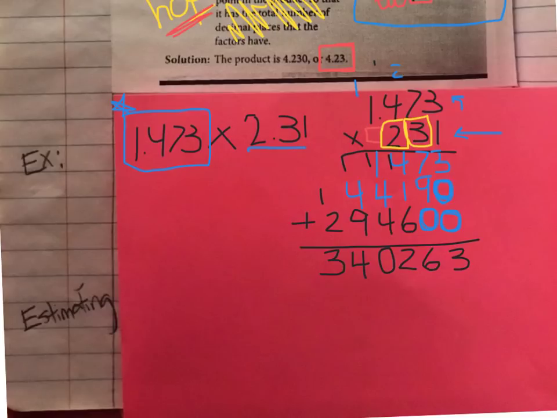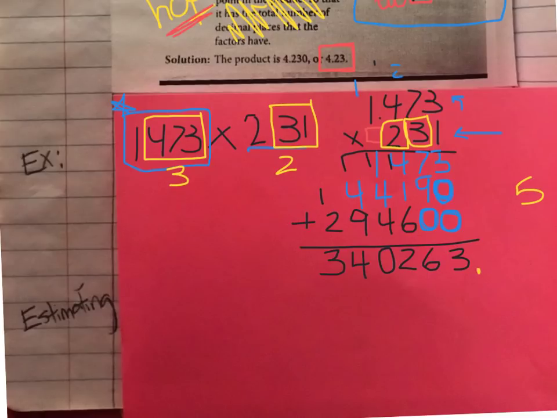Okay, so now we have this answer down here, but our last step, step number 3, says that we have to go back in our original numbers and we have to count how many numbers there are past the decimal. So if I look over here at this one, I have 1, 2, 3 here, and I have 1, 2 in this one. So if I have 3 and 2, that means I have 5 total hops I need to do.